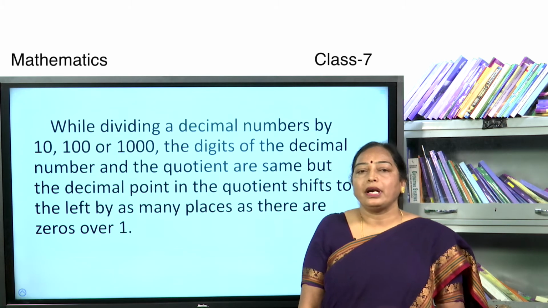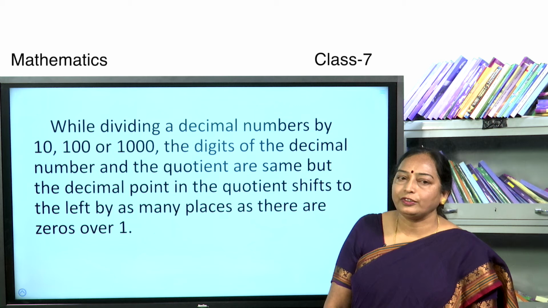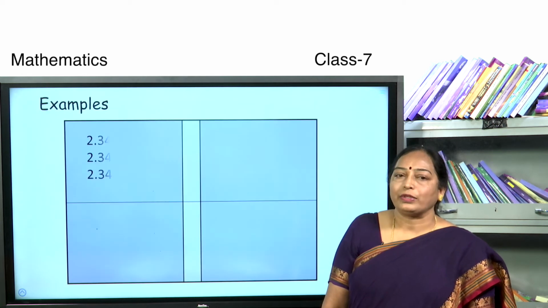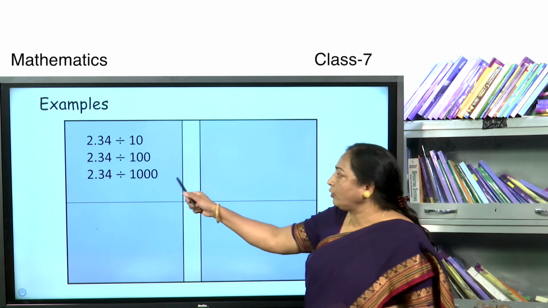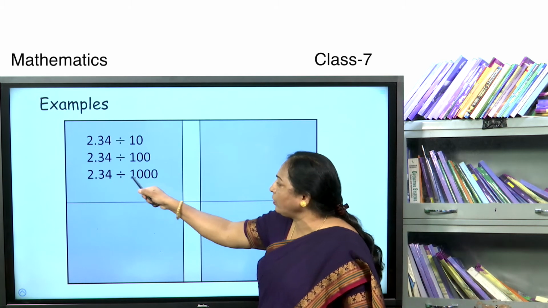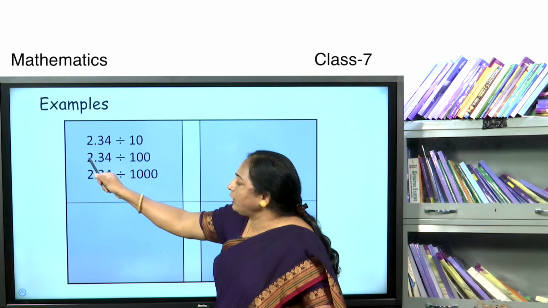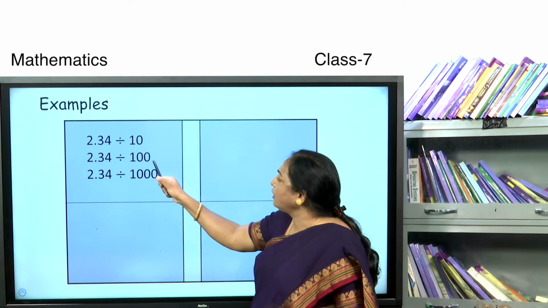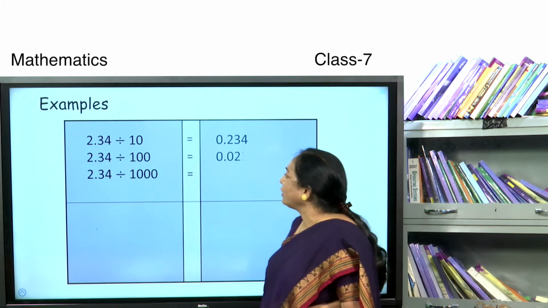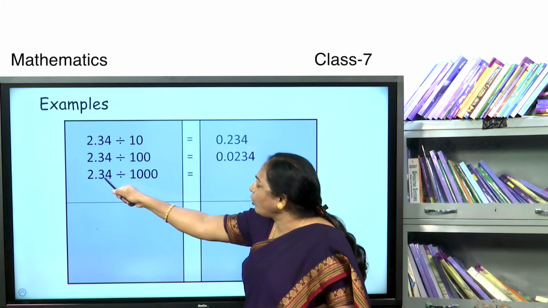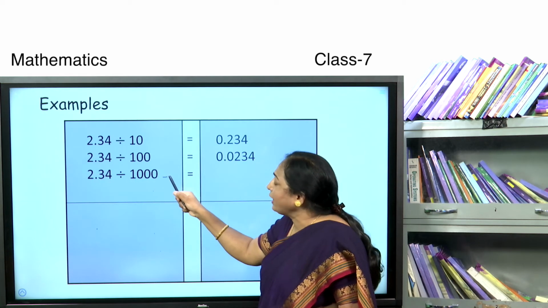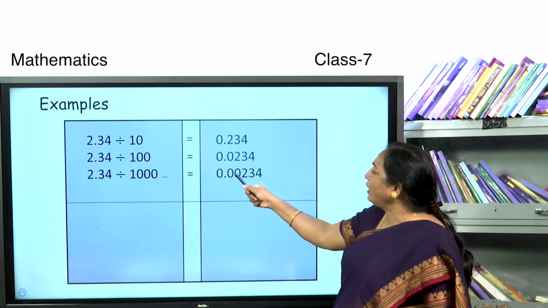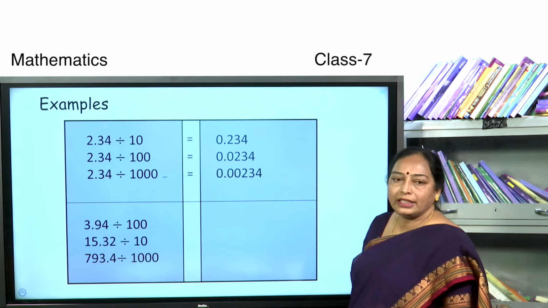are the same, but the decimal point in the quotient shifts to the left by as many places as there are zeros over 1. Examples: 2.34 divided by 10, 2.34 divided by 100, 2.34 divided by 1000. Here, the decimal point shifted one place towards the left. Here, 2 places towards the left. See children, here the decimal point shifted 3 places towards the left. Therefore, we get the answer 0.00234. Let us take 3 more examples.